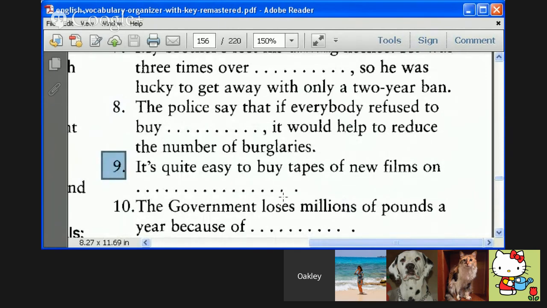It's quite easy to buy tapes of new films on the black market. Indeed. Monica, is this sentence true in your country? Yeah, definitely. You can buy a lot of DVDs on the black market.